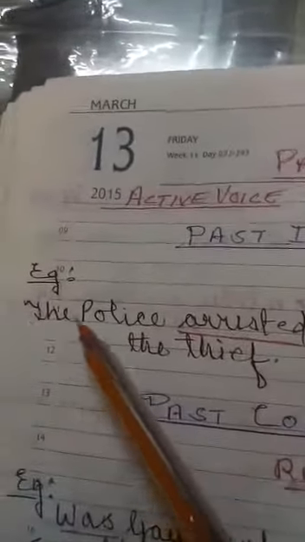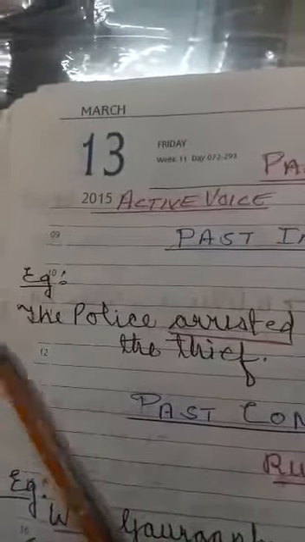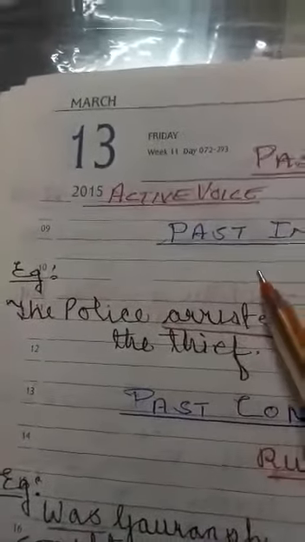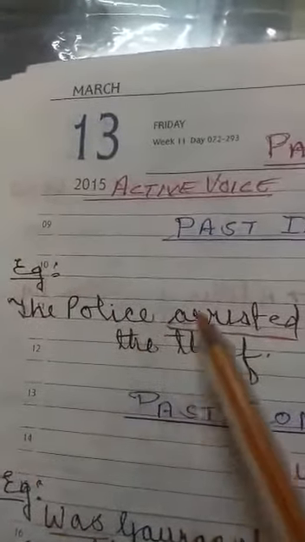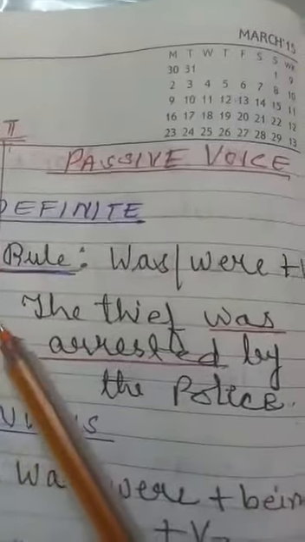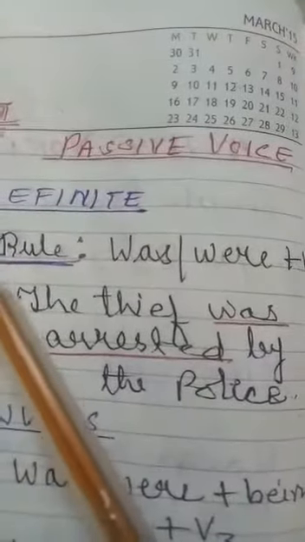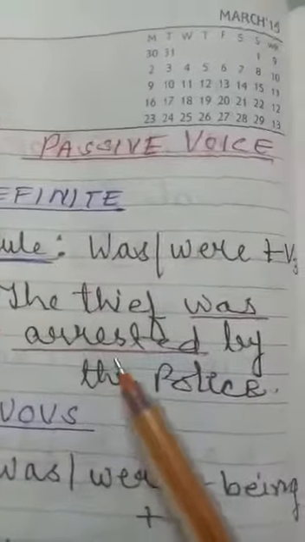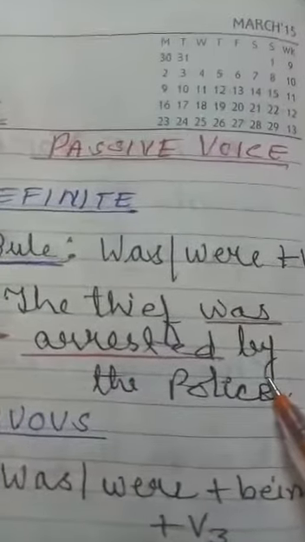Okay, suppose what will be the negative of the same sentence? Did the police arrest the thief? What will be the passive of the same? If I say did here in the negative interrogative, it will become interrogative. Instead of did, we will write: was the thief arrested by the police? Okay, I hope you understand.